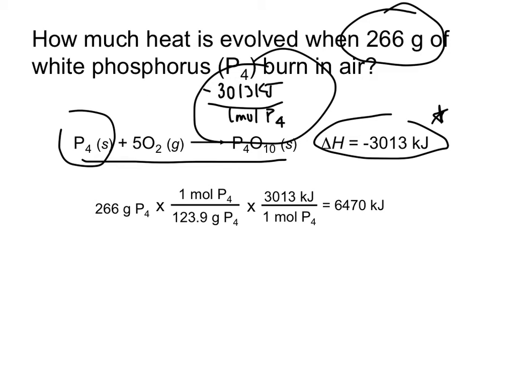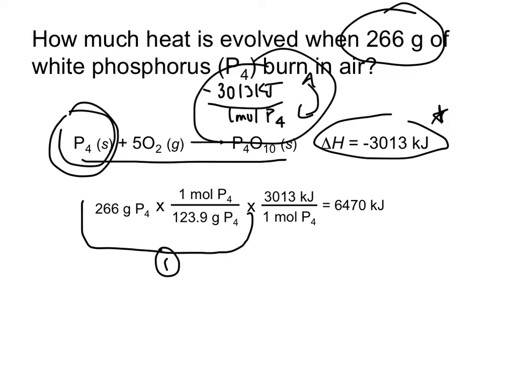So really, I know how many grams of this white phosphorus I have, but the conversion factor is not with respect to grams of P4, it's with respect to moles of P4. So I need to make those units match. In order to go from grams of white phosphorus to moles of white phosphorus, I'm going to divide by the molar mass. So that's what I've done here. So that's my first step.